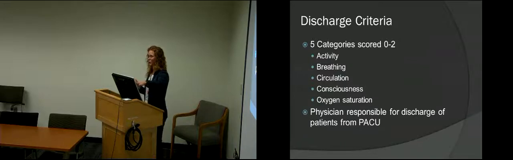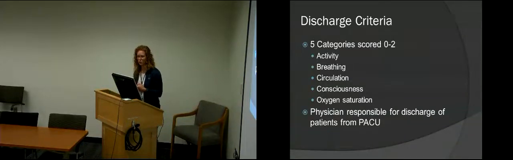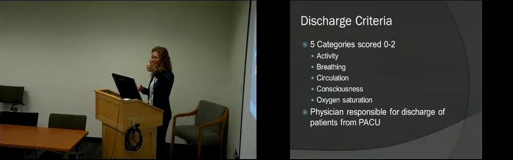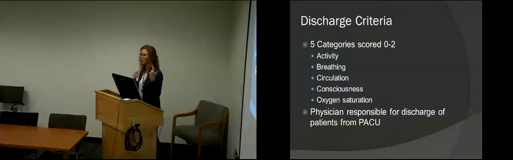So these are the 5 categories that nurses rank each patient on, and they get a score from 0 to 2: activity, breathing, circulation, consciousness, and oxygen saturation. As you see, they don't have to eat to go home, and they don't have to urinate to go home. These are things we always think they need, but these are the things we care about. So like I said, if there's a surgical indication they have to stay for a reason, being able to tell the nurses that is really valuable for them so that they know what they have to do.